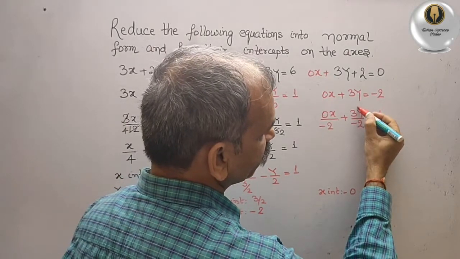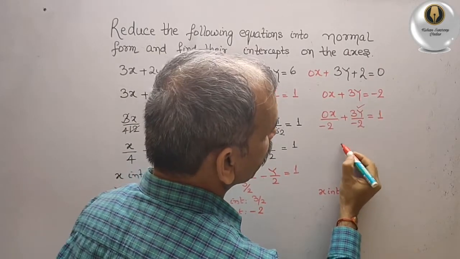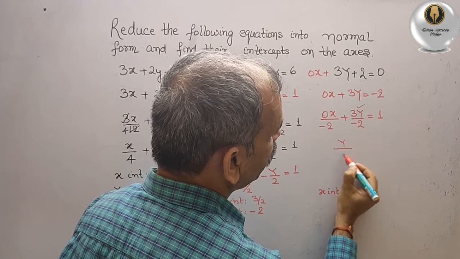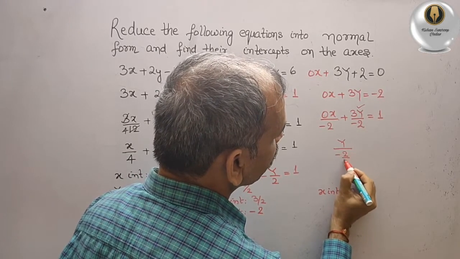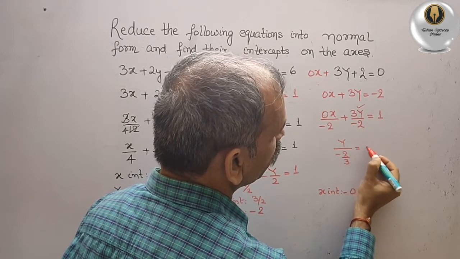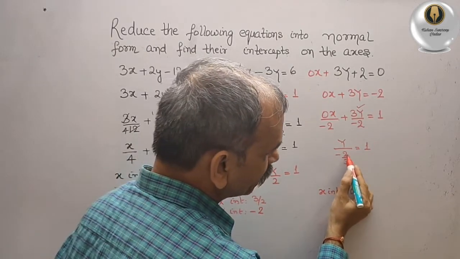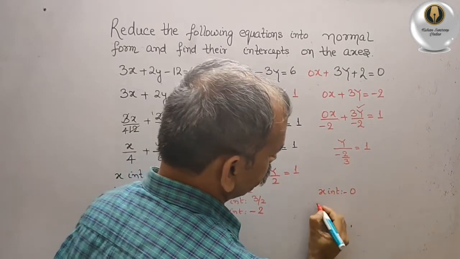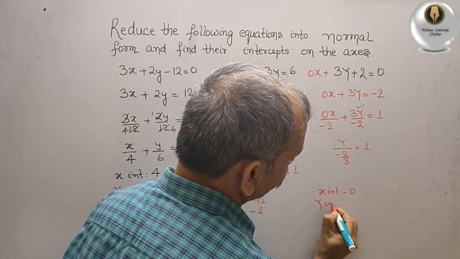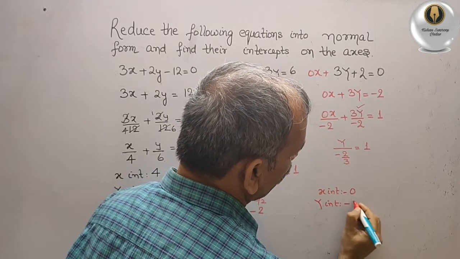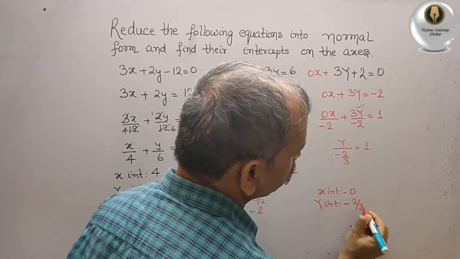Now here just see this one only. So this is what you will get: y by -2/3 that is equal to 1. That means y intercept is -2/3. Y intercept is -2/3.